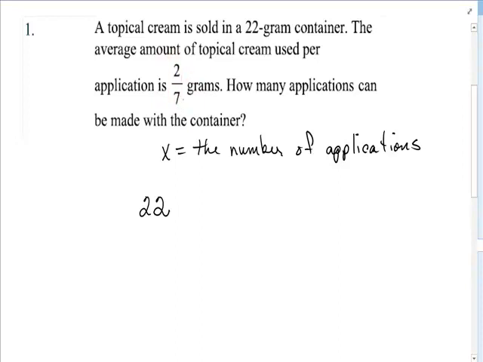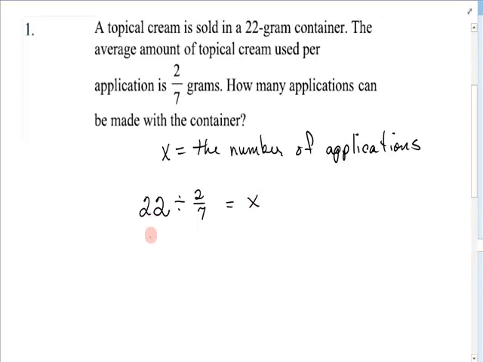How many of these? If the question had said that this was 2 grams, how many 2 grams would there be? Well, 2 would go in there 11 times and you could use it 11 times. Well, these are small applications. I want to know how many of these 2/7 size applications I can get out of this, so it will be division.